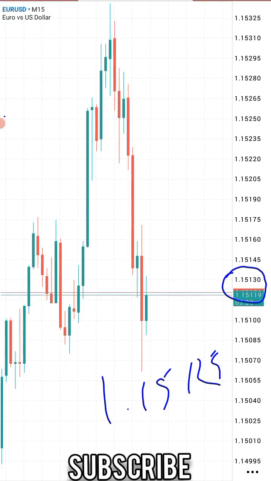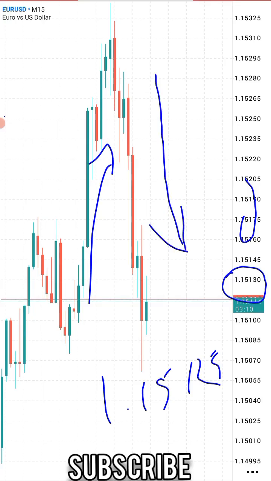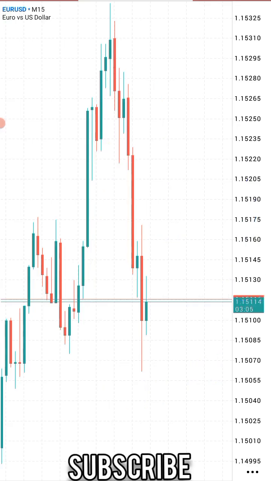For example, if we are going for a buy and this number increases, it means that the base currency, which is the first currency, is getting stronger. That means euro is getting stronger. But when it is selling, it means euro is getting weaker and USD is getting stronger.